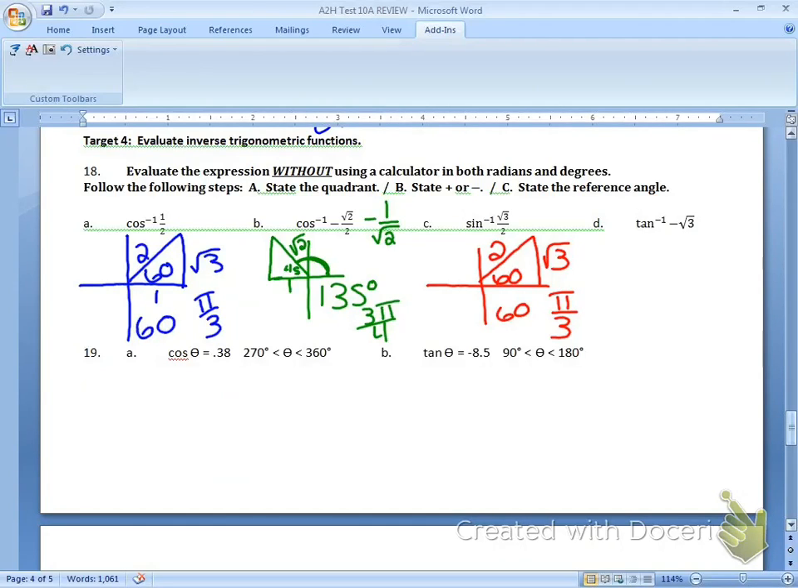And then the last one, we have the tangent of negative root 3. Tangent is negative in the fourth quadrant. Tangent is opposite over adjacent, so the opposite is root 3. The adjacent is 1. So this is, oh, looky there, yet again, a 60-degree angle. So this is 60 degrees. So our actual angle this time, because we want to know how far around the circle we completely went, is 300 degrees. And converting that to radians is 5 pi over 3.